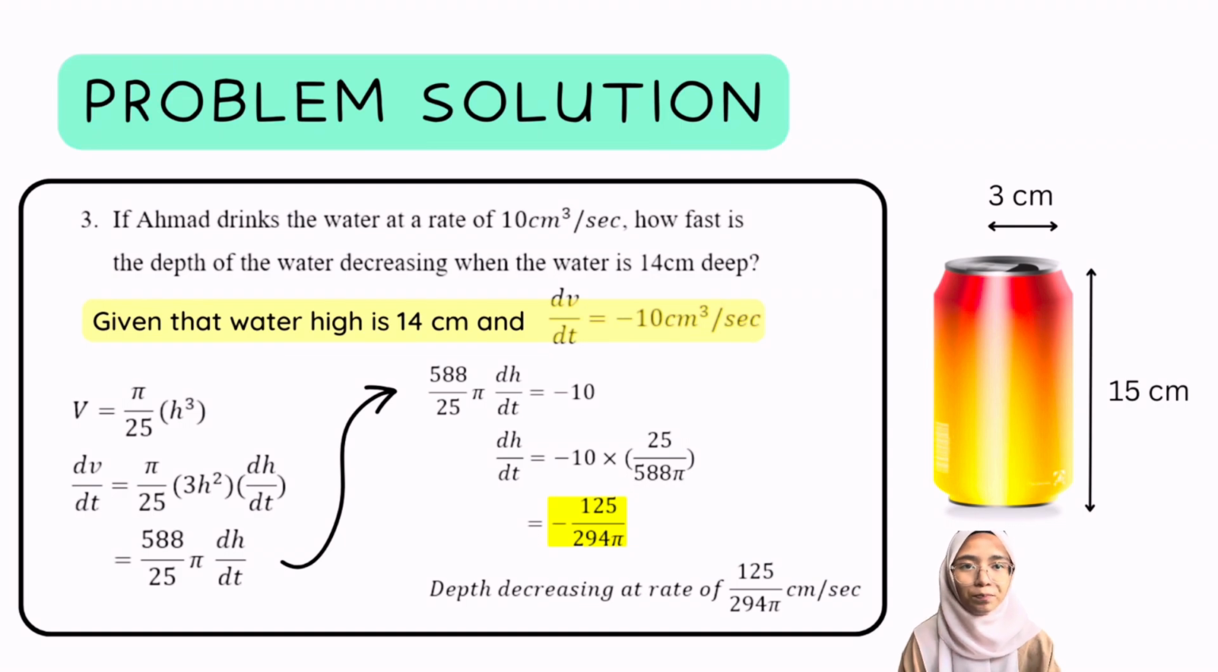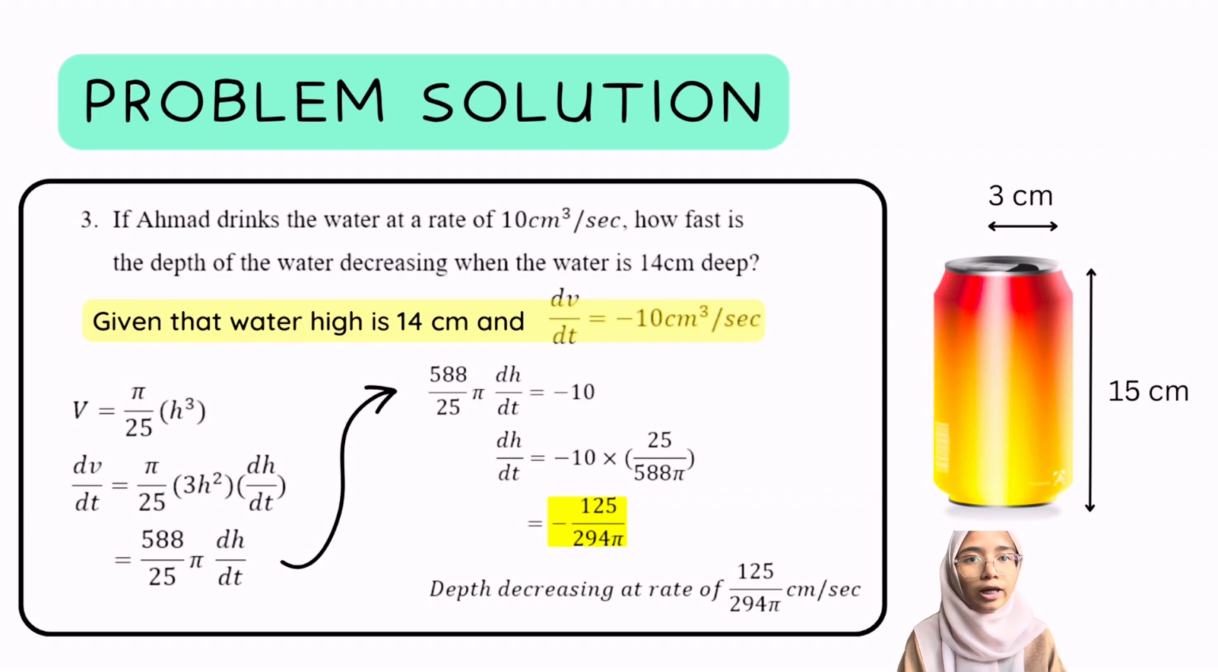Now we get the value of the volume, so we can differentiate the volume. It is dV over dt equals pi over 25. We differentiate h cubed, which is 3h squared dh over dt, and then we get 588 over 25 pi dh over dt. Now we are done with the differentiation part, so we can insert the value of dV over dt, which is negative 10 cubic centimeters per second.